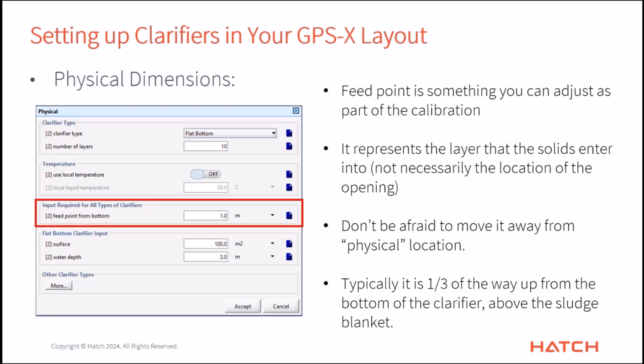Now, what I find, it's typically halfway up or a third of the way up from the bottom of the clarifier, and typically above the sludge blanket. So even though this feels like something you should measure and get off of a drawing, it's actually more like a calibration parameter. I've had several instances where I couldn't calibrate the model all the way with just the settling parameters, and it was because the feed point really needed to be adjusted.